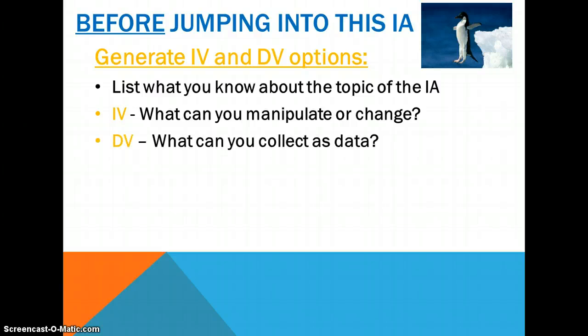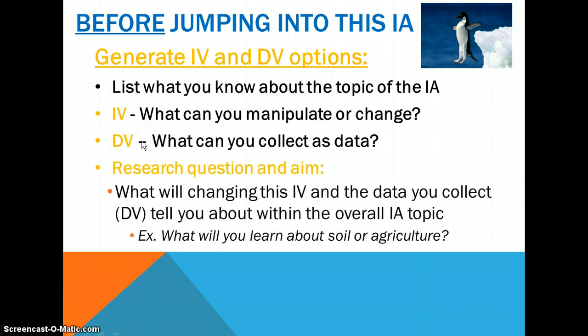Then what kind of data could I reasonably collect, and collect enough of it? Depending on whether I'm actually doing the experiment, running the lab, that might determine how and what types of DVs we're using. And lastly, what am I going to make sense of this? Why am I doing this research? A research question would let us talk about what changes to this independent variable and the data I'm collecting would tell me about the overall topic. Getting back to why do I care, what does this tell me about soil and agriculture?